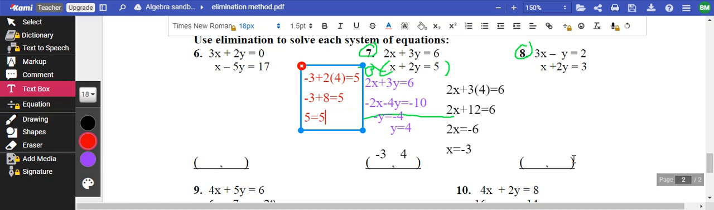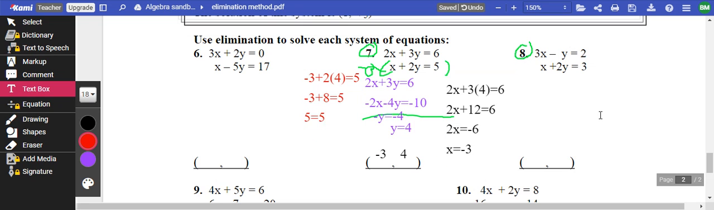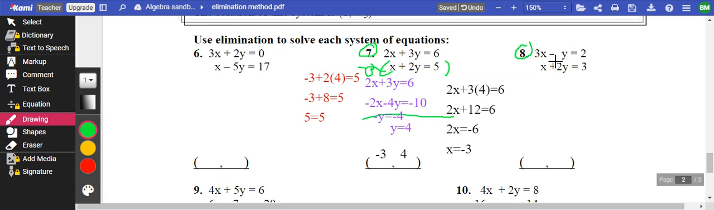It does check out. All right, let's do one more. If we look right here at number 8, the first thing I'm going to look at is if I multiply this first one by a 2, I could eliminate the y's. But I could multiply the second one by negative 3. I'm going to do the first one just because I did the second one first over there, and I'm going to multiply it by 2.